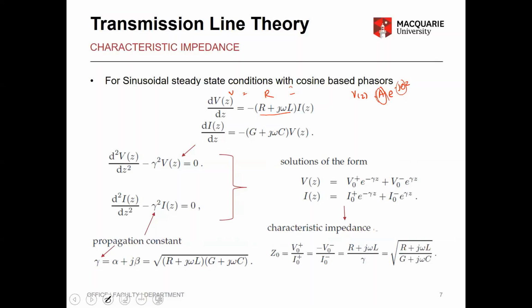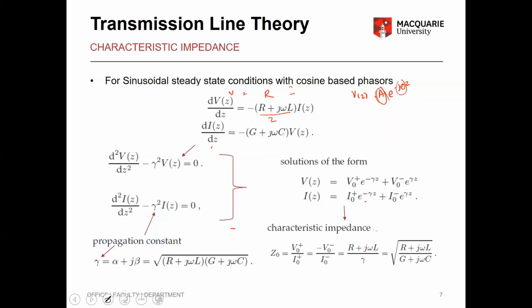The voltage difference dV(z) by dz equals the resistance that it sees, so it's R plus the imaginary part j omega L, which is the impedance pretty much, times the current. Same way you can find dI(z) by dz equals negative G plus j omega C times the voltage. So again we apply the same formula. If you take the second derivative of this, differentiating by z again, it comes in this form.